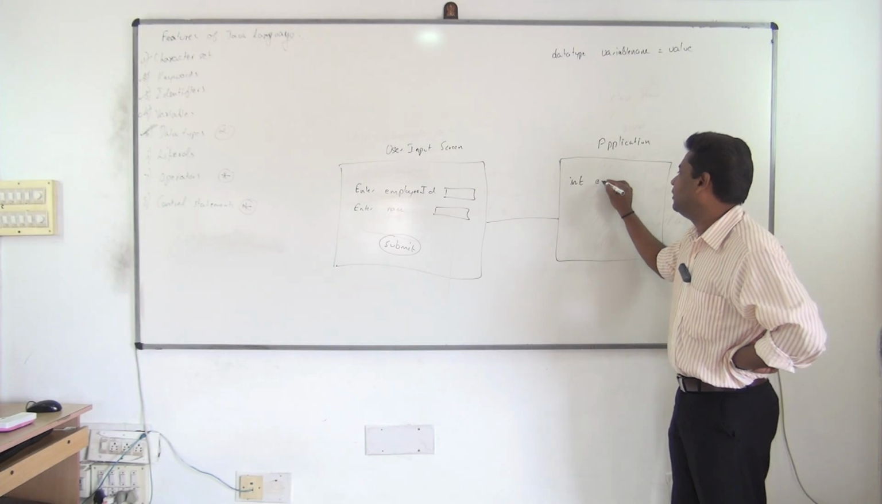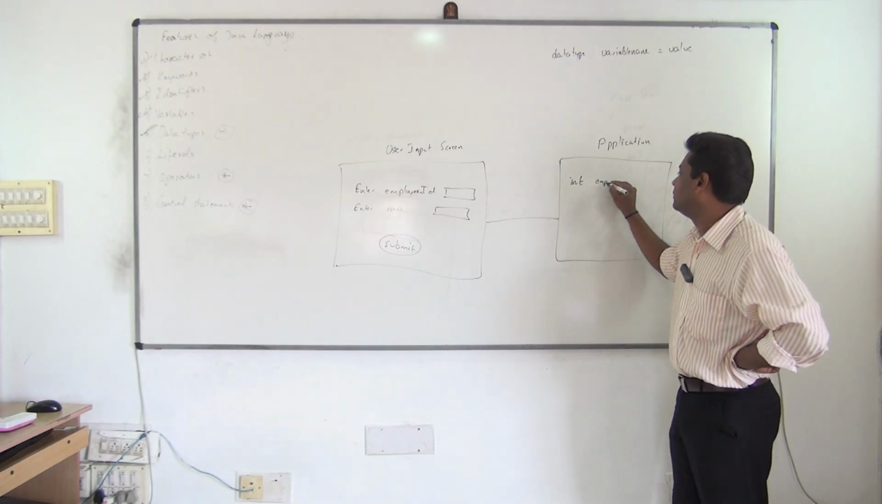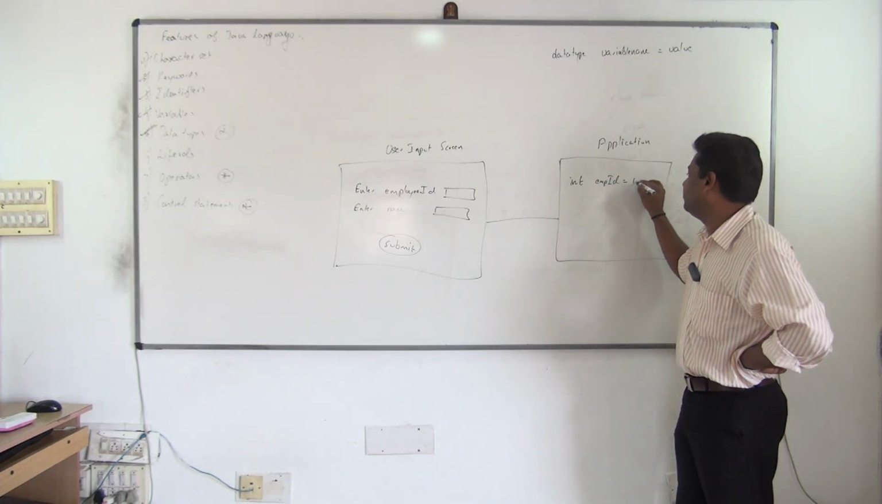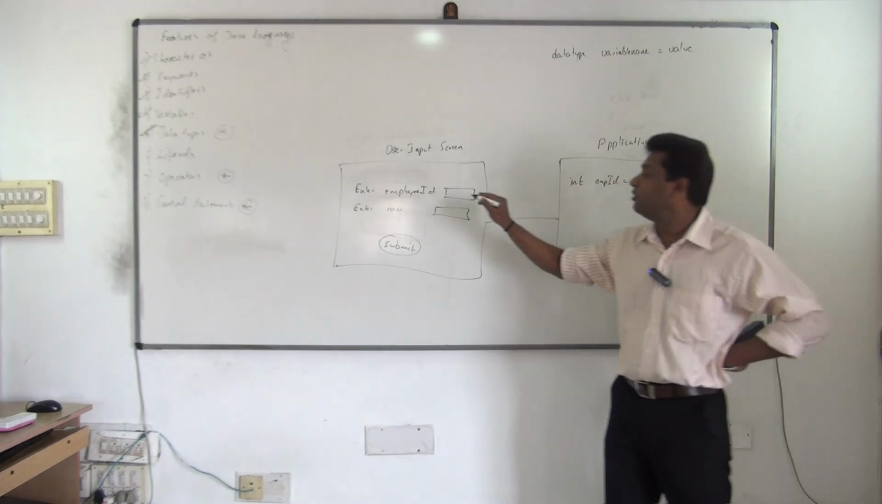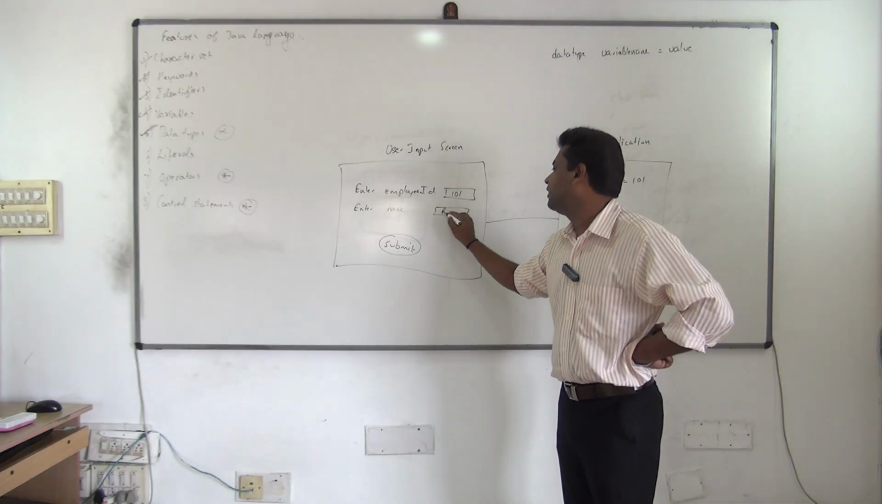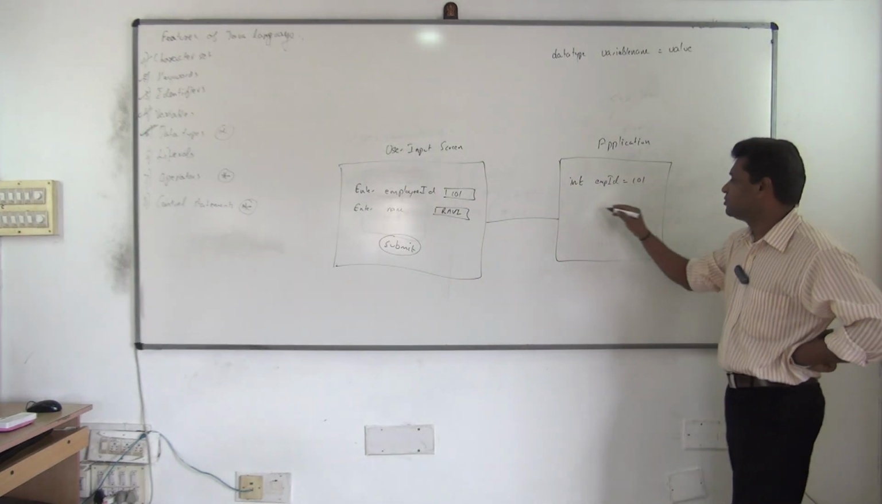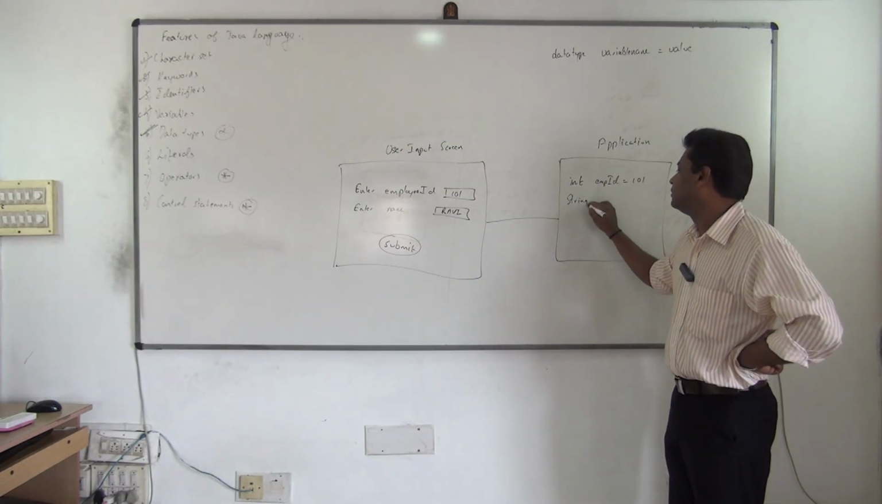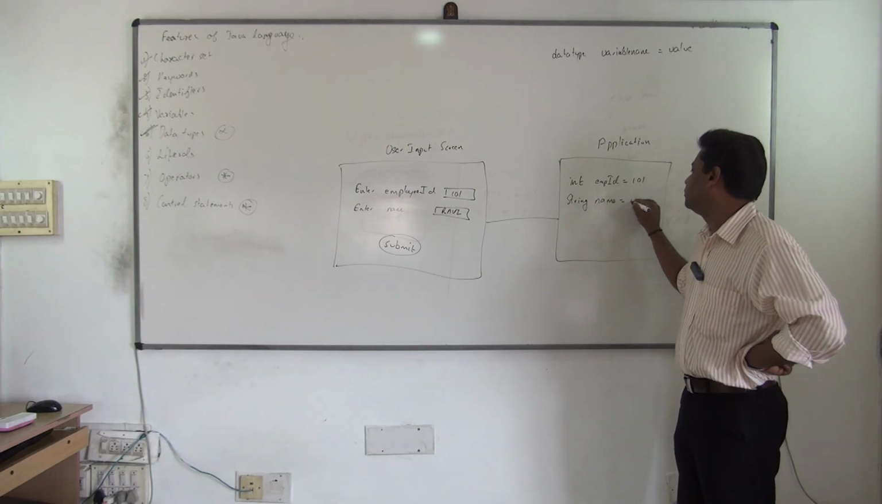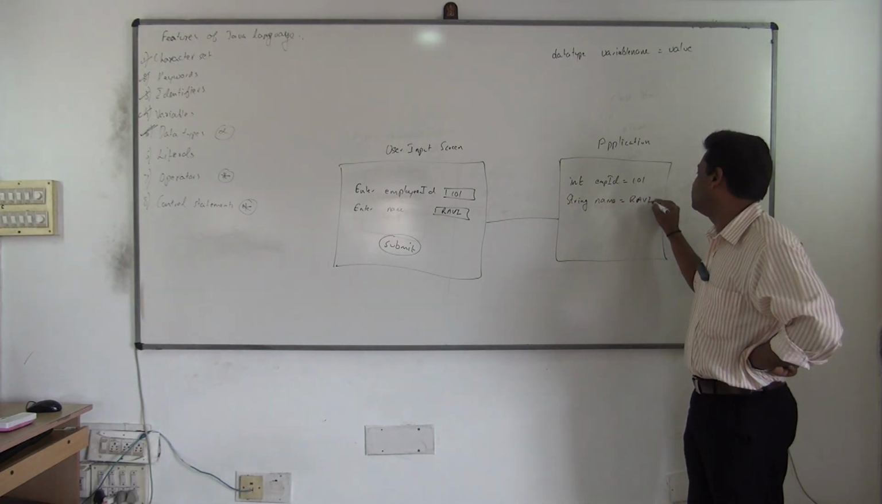See, int employeeID is equal to, we get it dynamically, don't worry. I'll enter 101 here and I'll enter something like Ravi. So these values will come here now. It will be stored here. String name is equal to Ravi. The values will be stored here.